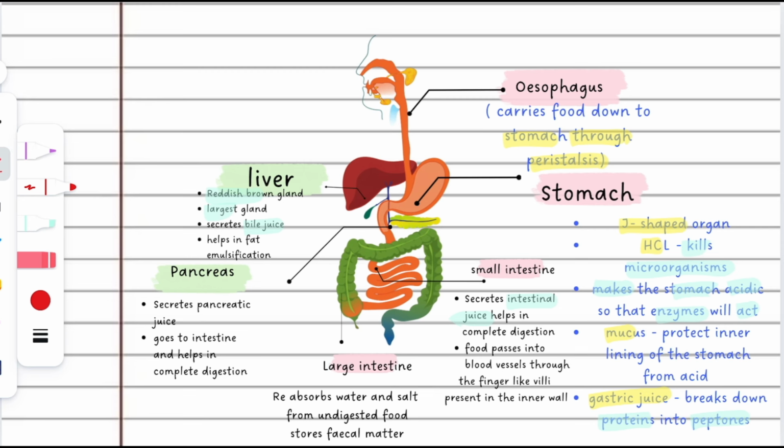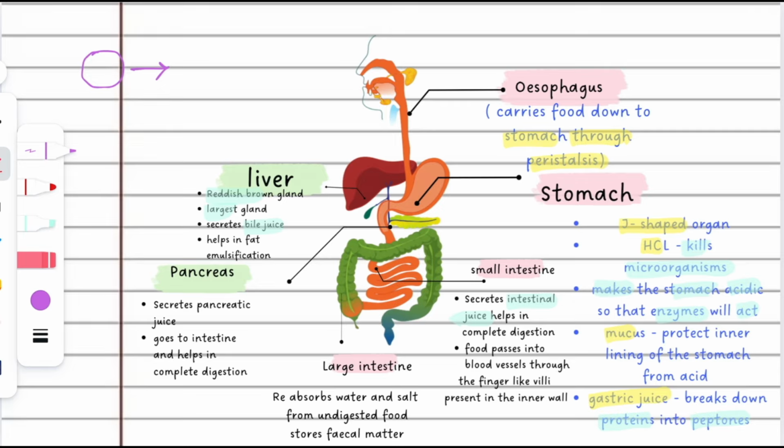Now what is emulsification? Look, fat molecules are always present in big size, but if they stay as they are, the enzymes cannot react upon them, and they cannot break down into simpler substances. So fat will not get utilized by our body.